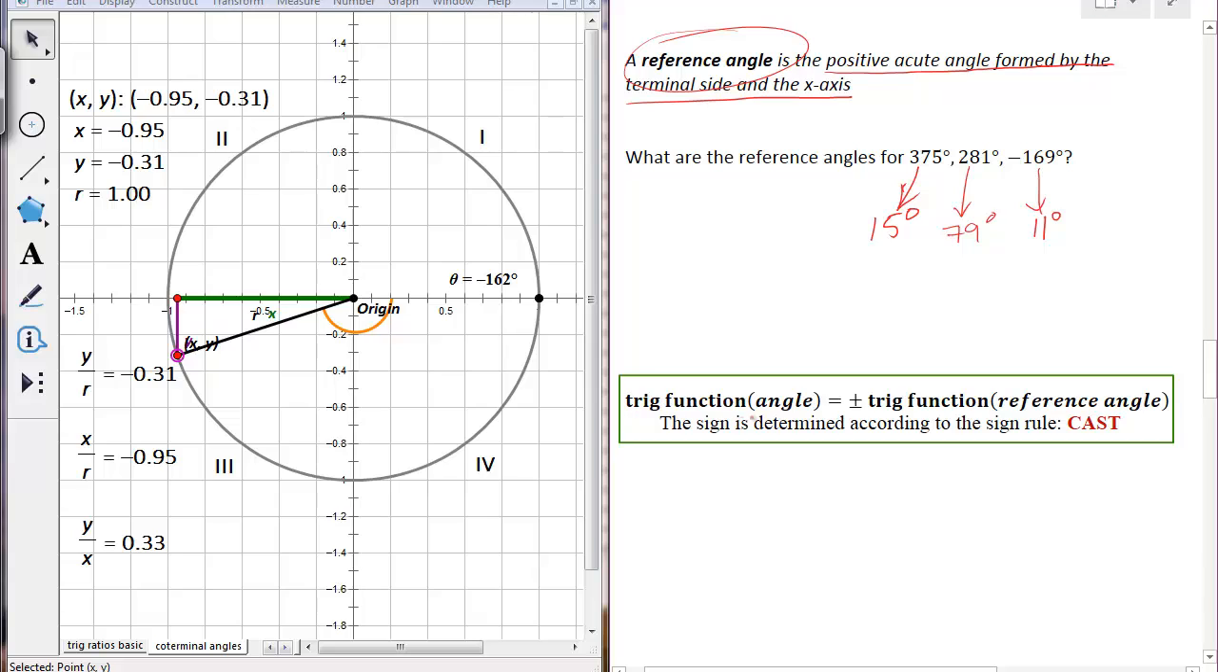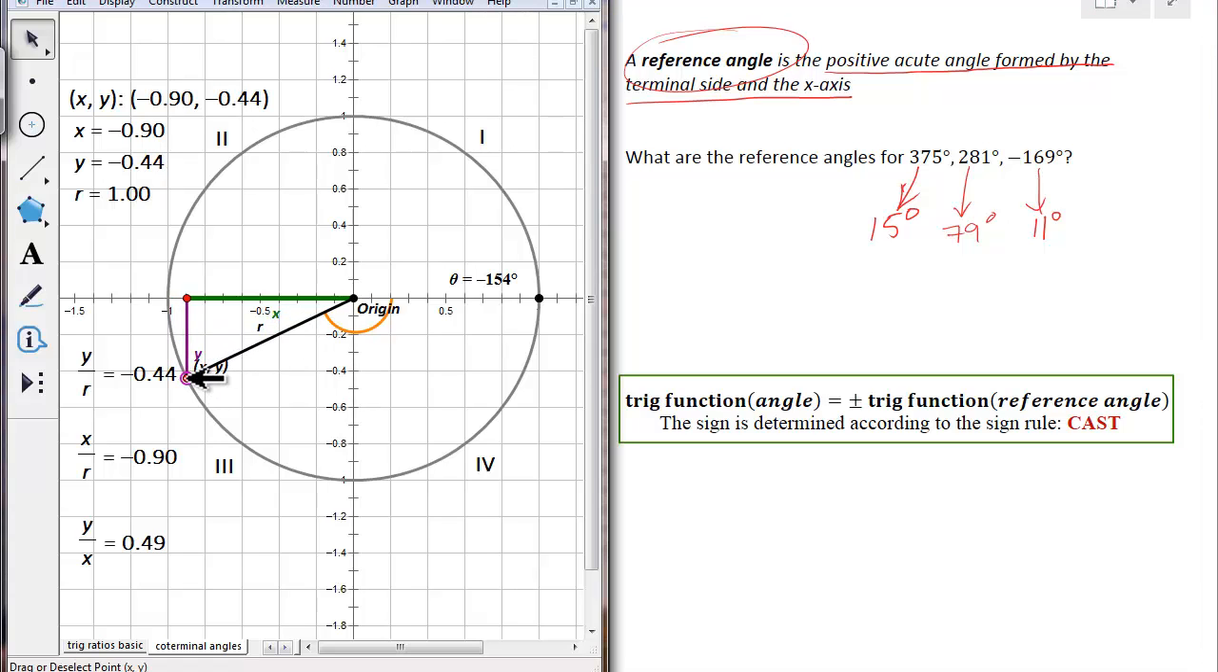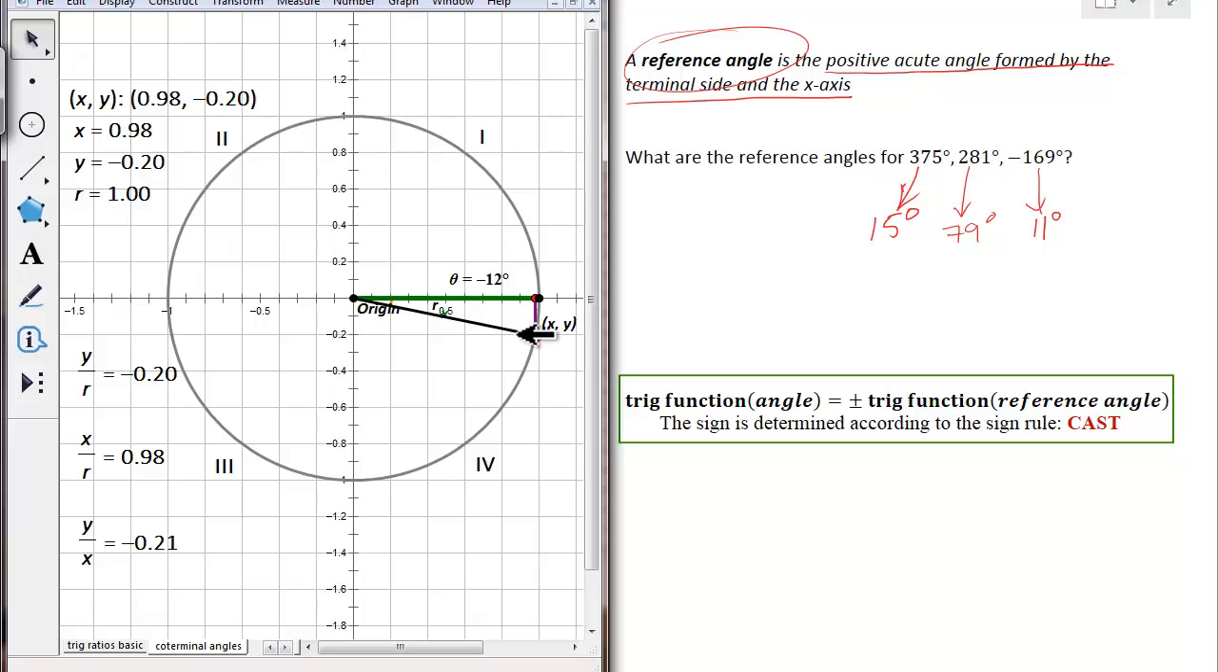So every trig function of an angle, say I was taking sine of negative 162 for this one. Well, that's going to be negative 0.31. That's going to be the same as for any other angle that leaves you with that reference angle, right? So as soon as an angle has the same terminal arm as a reference angle, the trig functions are plus or minus of each other, but the same values.